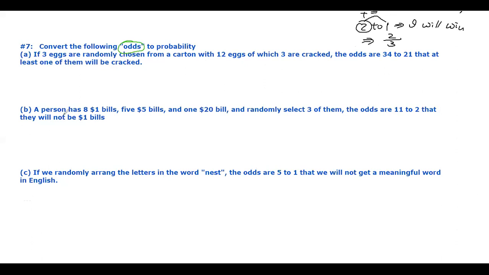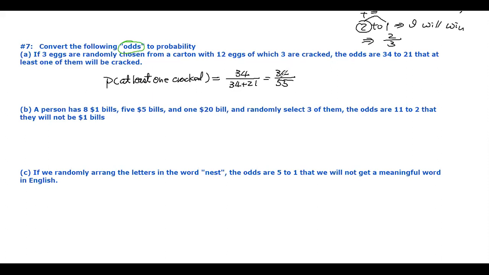Okay, so now in here, let's say if 3 eggs are randomly chosen from a carton of 12 eggs, 3 are cracked. The odds are 34 to 21 that at least one of them will be cracked. So that means basically you say the probability at least one will be cracked. Right, so here they already told you the odds. So this will be 34, so this is 34 plus what? 21 here, right? It's 34 over 55. So it's like I said, it's pretty simple.